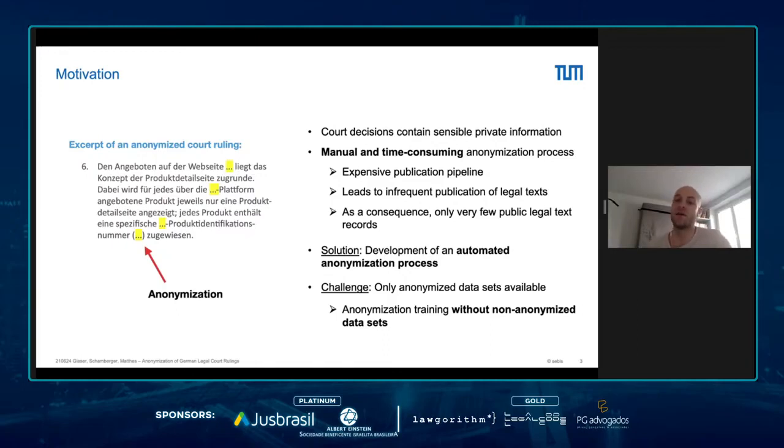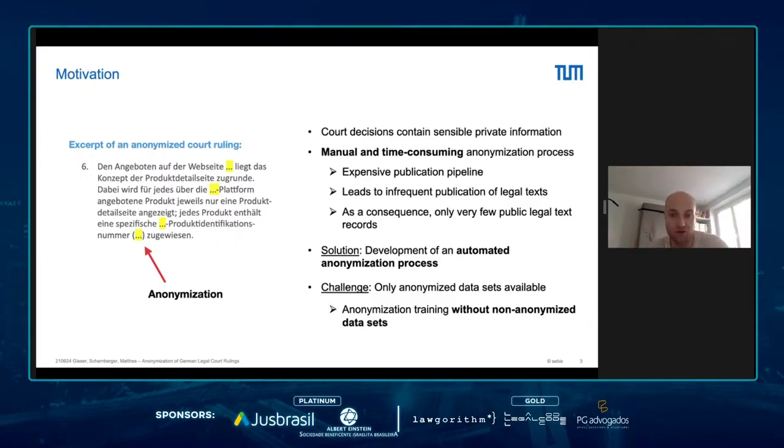However, it turned out that the whole publication pipeline of court rulings is quite expensive, and that this tedious and manual process actually leads to infrequent publication of legal texts. And this has 2 downsides. First of all, if you're a lawyer doing legal research, not every verdict is available, and the data is spread through different publishers. The second part, which is more in the law and AI community, is that we don't have much available training data. Therefore it would be good if we can support an anonymization process to overcome these 2 issues.